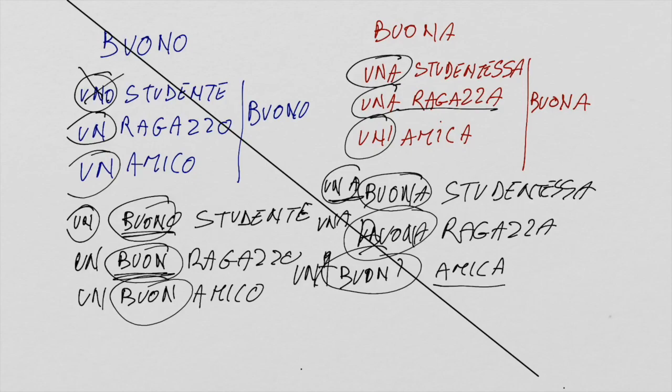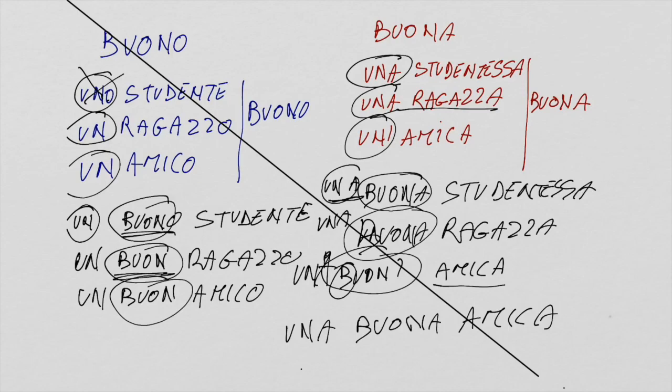Oh, sorry, without the apostrophe, because now I have a B. So una buona amica. So every time you use the indefinite article and you use the adjective buono and buona, you have to see what are the letters with the word start.